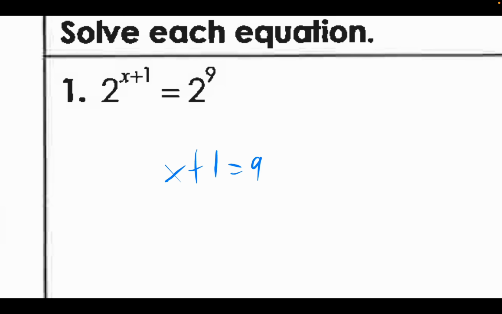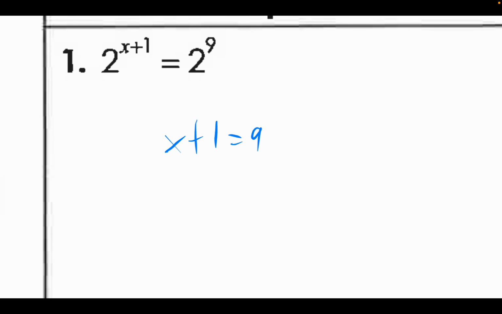And so we can drop the bases essentially and just write the exponents equal to each other. And that's something you can do whenever you have a base raised to a power equals the same base raised to a power. And now we can solve this equation by subtracting 1 on each side and just getting x equals 8. And so if x equals 8, this initial equation is a true statement.